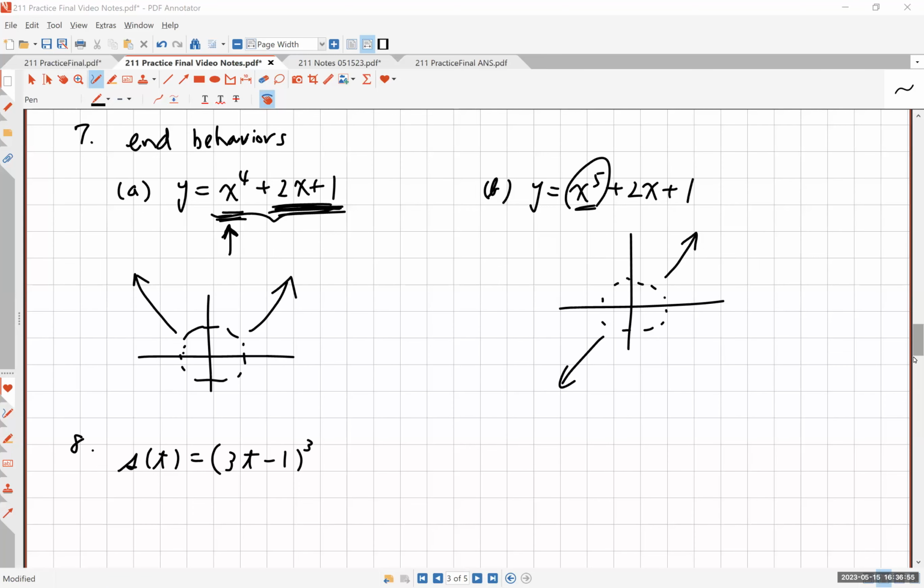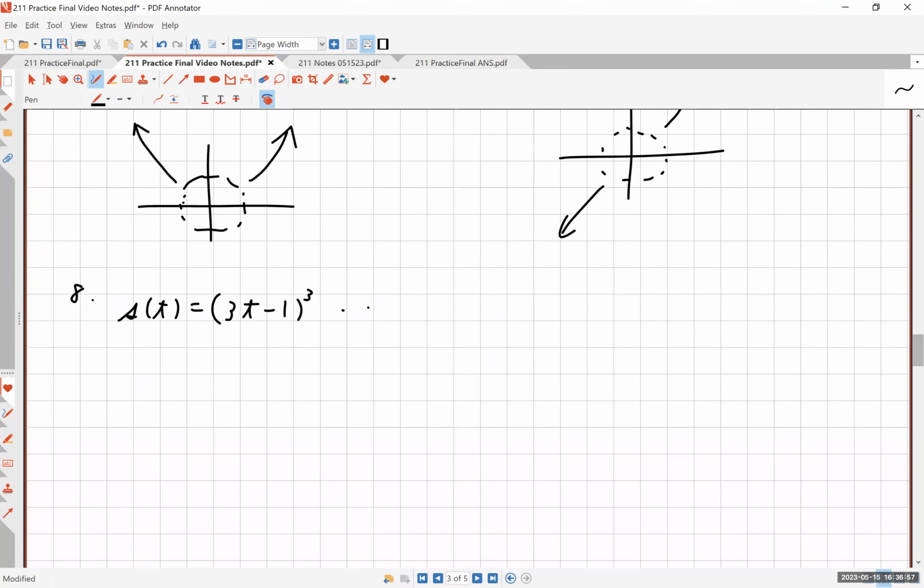Okay, let's go to number 8. We are given the position function of an object, projectile maybe. S of t is (3t minus 1) to the third power. And we are to find its velocity at 1 and the acceleration when t is equal to 1.